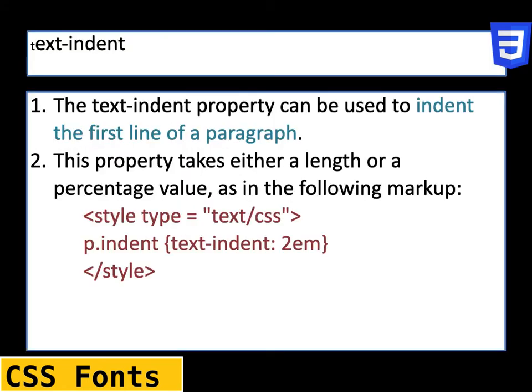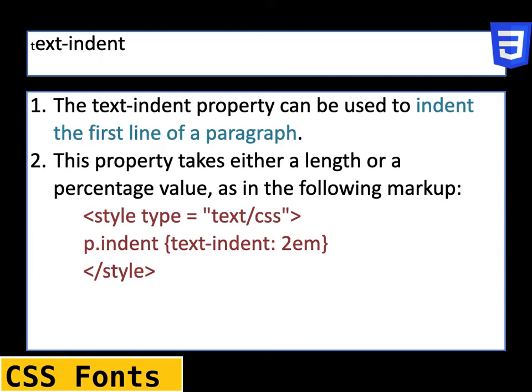The next thing is text indent. Text indent, that is a heading. The text indent property can be used to indent the first line of a paragraph. So giving some extra space to the first line of a paragraph. This property takes either a length or a percentage value as in the following markup.